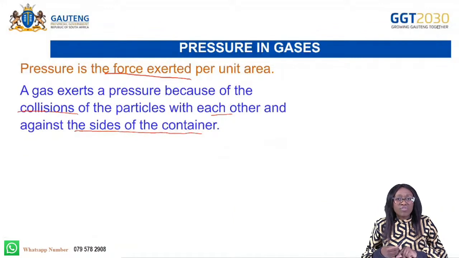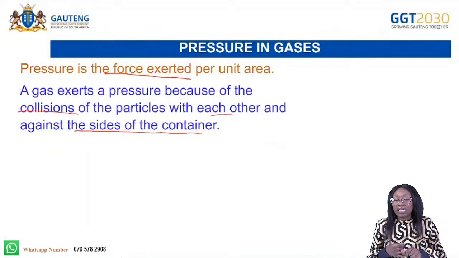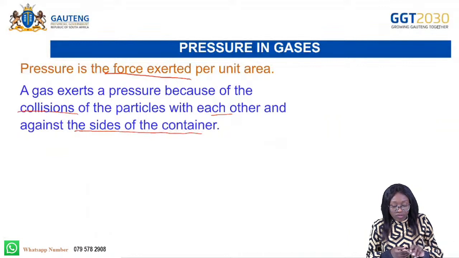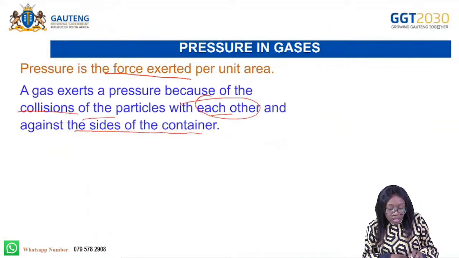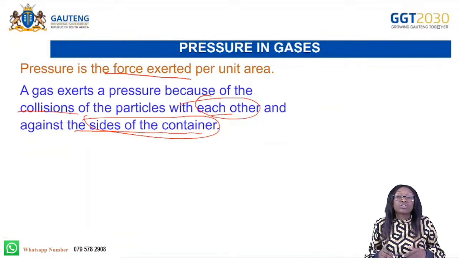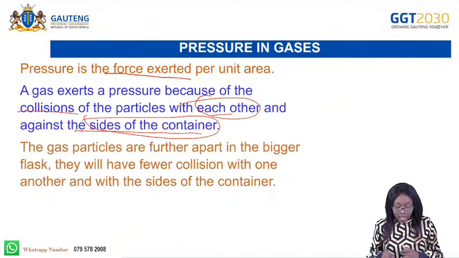They are fast moving. The spaces between them are big. The forces of attraction between them are very weak. So they are moving very fast. They have kinetic energy. So as they move very fast, they are colliding with each other, and they're colliding with the sides of the container in which they are contained.